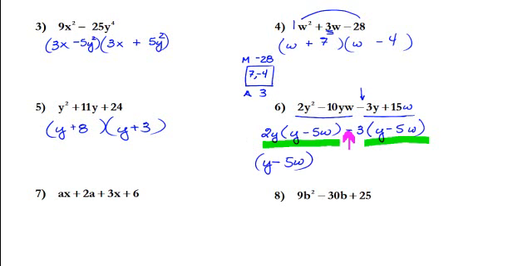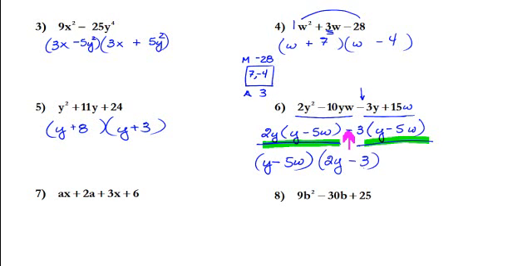So when I factor y minus 5w from the first term, I'm left with just a 2y. When I factor y minus 5w out of the second term, I'm left with a negative 3. So there you go. There's your polynomial of 4 terms factored by grouping. Your answer is y minus 5w times 2y minus 3.